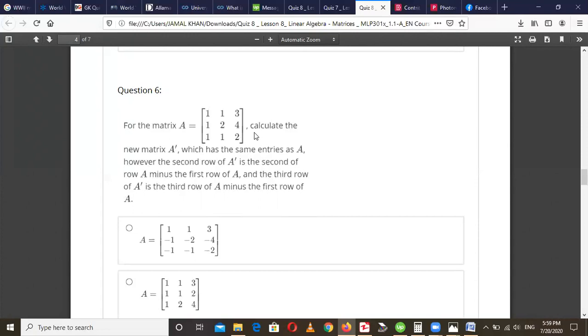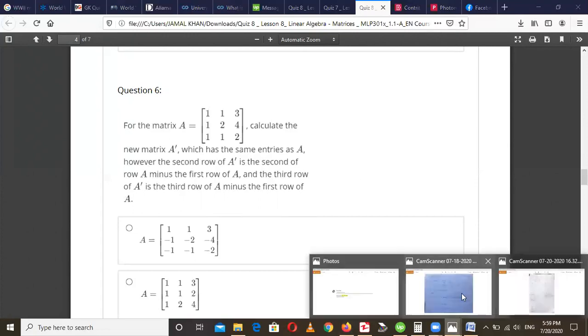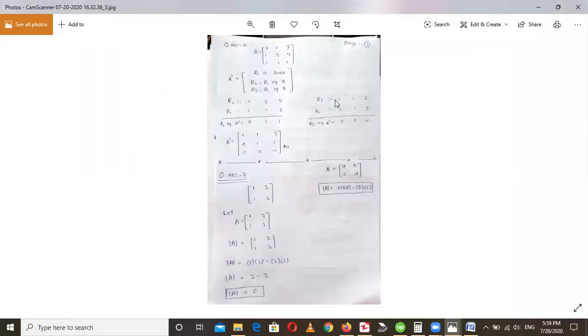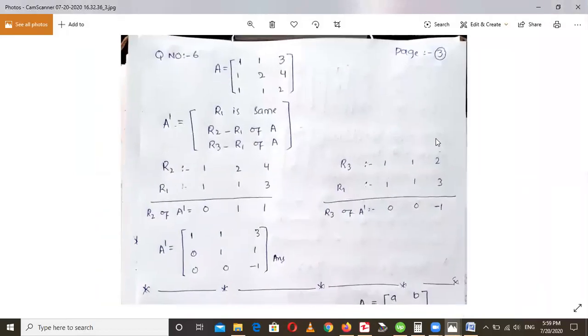I don't understand. How do you get it? Okay, just look at the question, just look at the answer. You will understand now. This is a very easy question. Look here, this is very short.